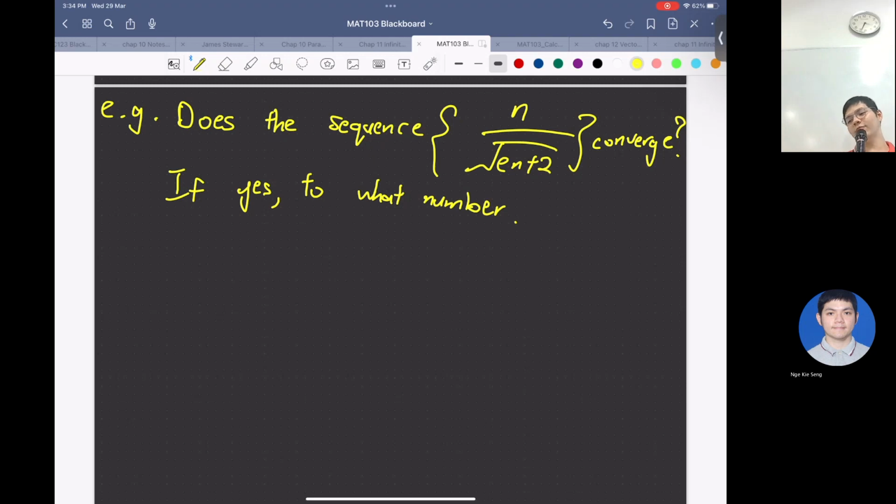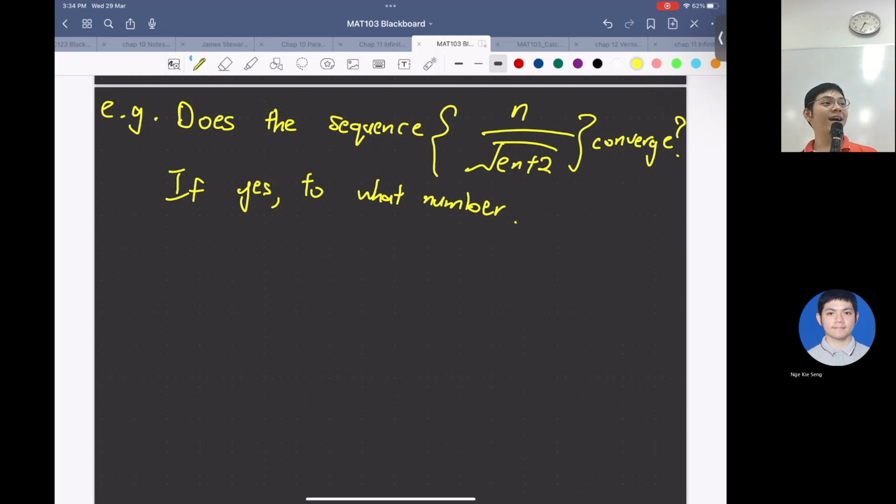So you can see that both the bottom and the top don't seem to be convergent sequences, right? It is 1, 2, 3 until infinity, and then the bottom is a square root of something that is increasing as well. So what to do? Any idea?